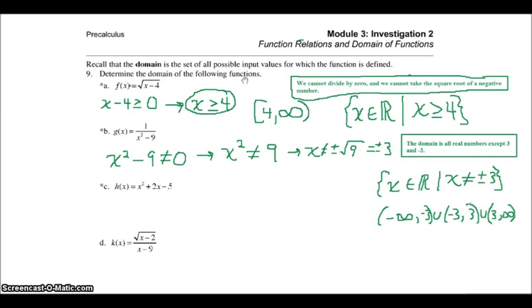Now part C, again we want the domain of the function, but if you're thinking about domain at this point of the course, all we have to think is we cannot divide by 0 and we cannot take the square root of a negative number. In this function, devoid of any problem context, h of x equals x squared plus 2x minus 5, there's no denominators, no square roots. That means that the domain is all real numbers. So all real numbers is a perfectly acceptable answer for your domain of that problem.